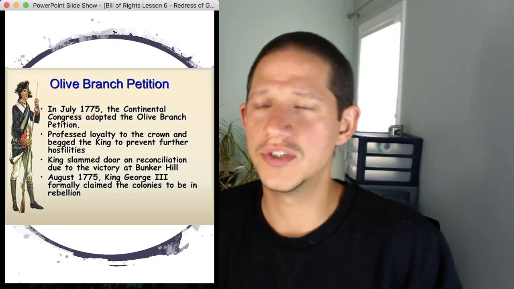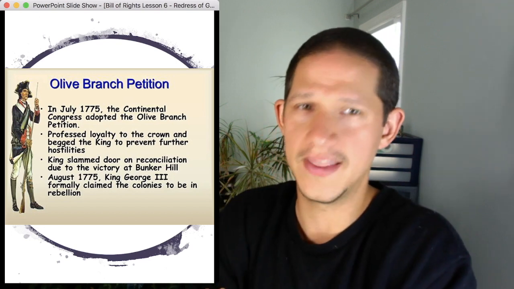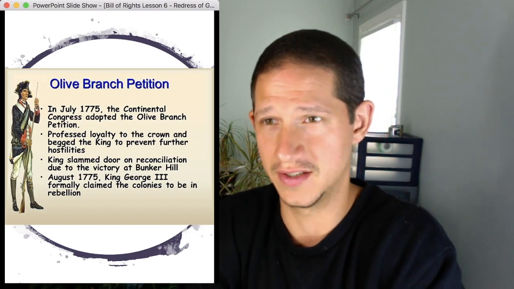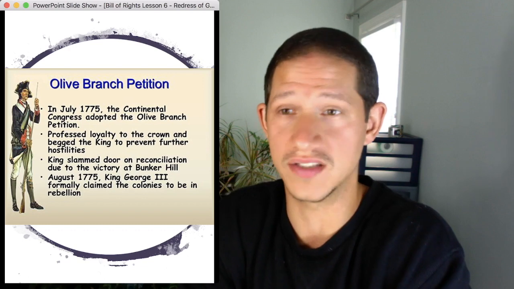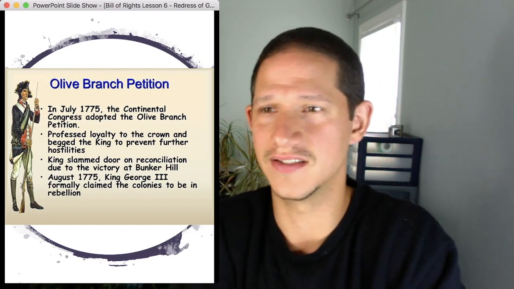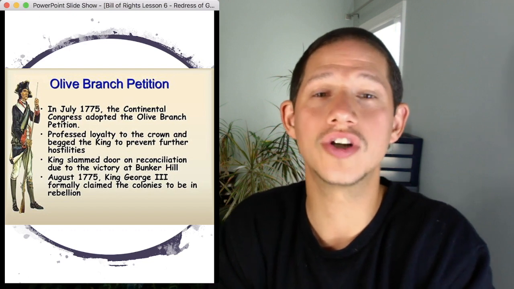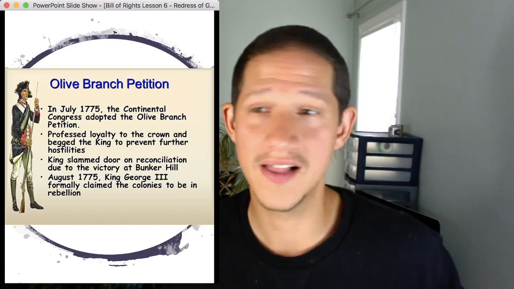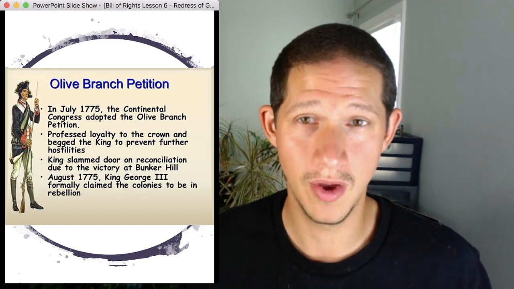So in July of 1775, the Continental Congress created the Olive Branch Petition. This was another redress of their grievances. In the petition, they told the king, listen, we're still loyal to you, and let's just end these hostilities. Well, the king slammed the door shut on reconciliation, and he declared the colonies to be in a state of rebellion. The American Revolution was on.